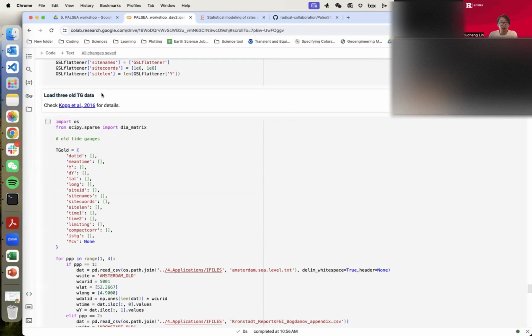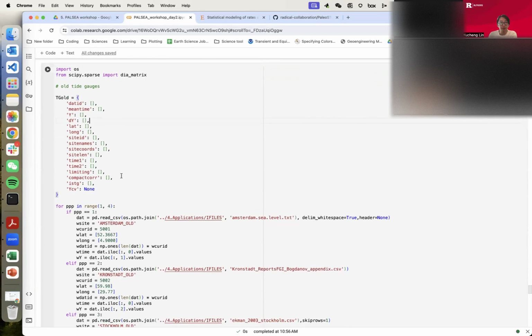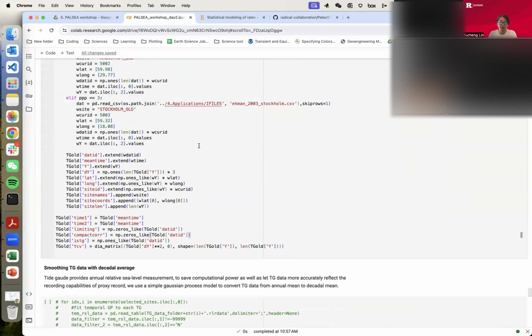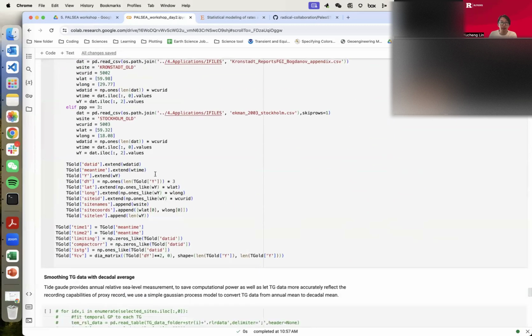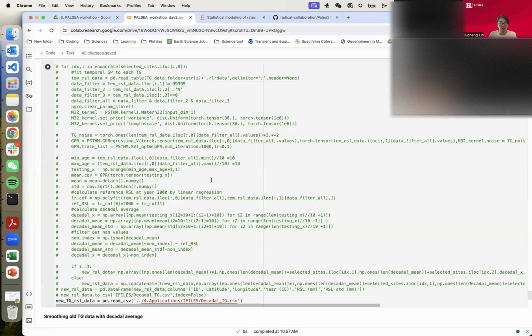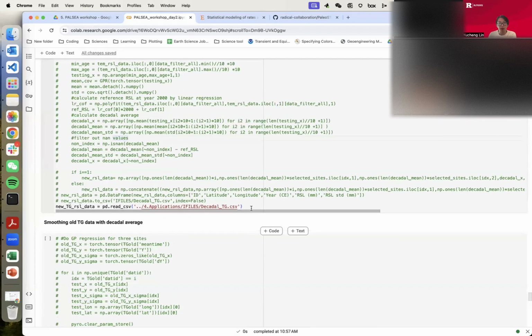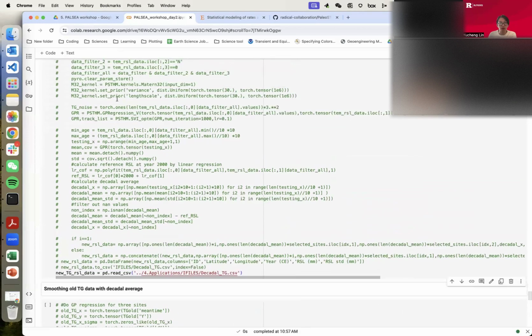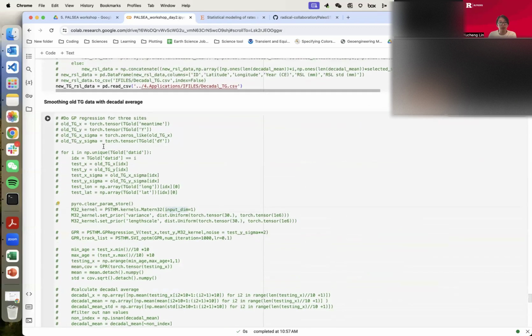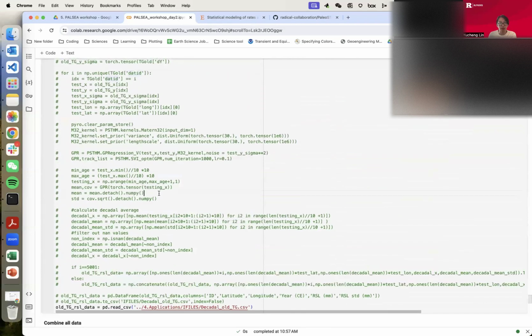Now we are loading three really old tide gauge data sets in this cell. I encourage you to read this code a bit later, but you just need to understand what it's doing in each code block. Then we smooth the tide gauge data to take the decadal average. There is some code for you to do that. I have already done that for you, so we just load data. If you want to do that, you just uncomment this code. And we smooth the old tide gauge data with the decadal average as well.